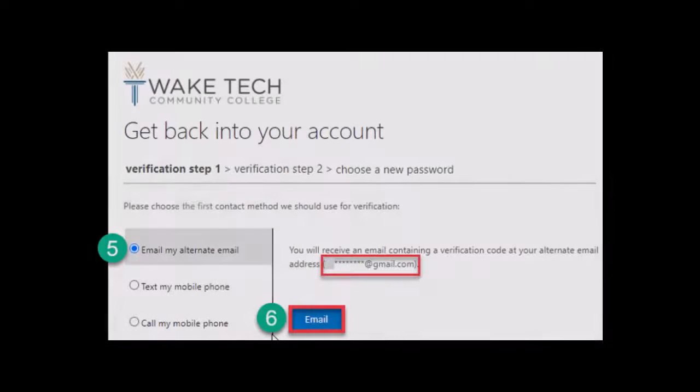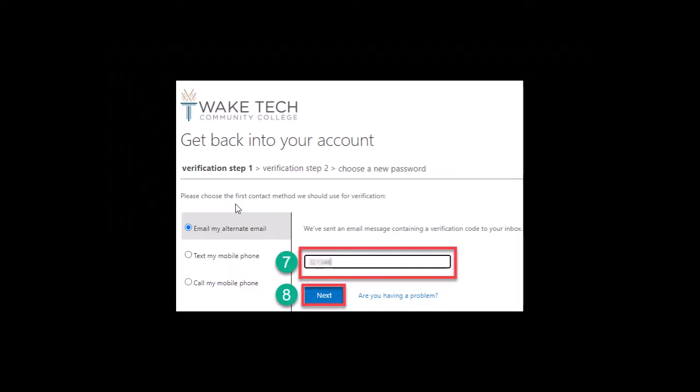At verification step 1, select Email My Alternate Email. Verify the email listed on the screen. Select the Email button. Enter the verification code sent to your personal email address. Select Next to continue.